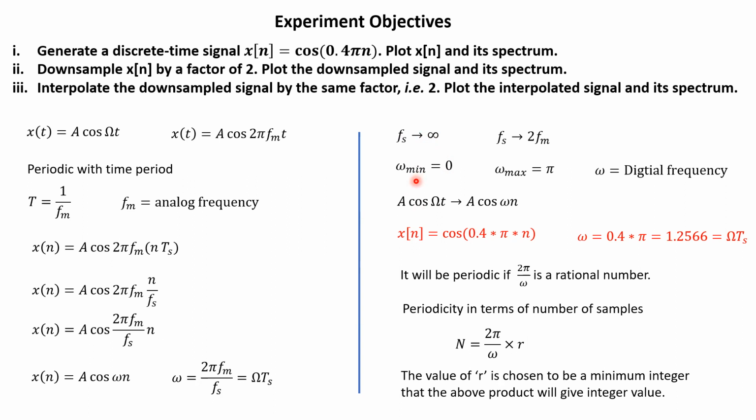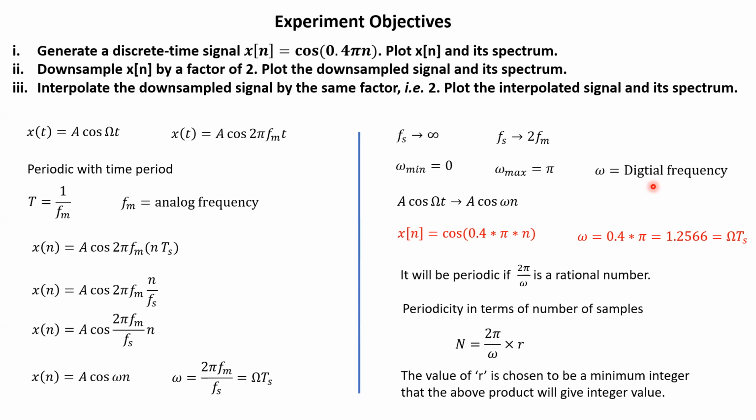If we strictly take fs equals 2 fm, then we will get this omega maximum, and you can evaluate its value by substituting 2 fm over here. So this 2 fm will be cancelled out, and we will be left with pi. So omega maximum equals pi. This is the range of your omega, which is your digital frequency, and that range will be from 0 to pi. So that we have to remember.